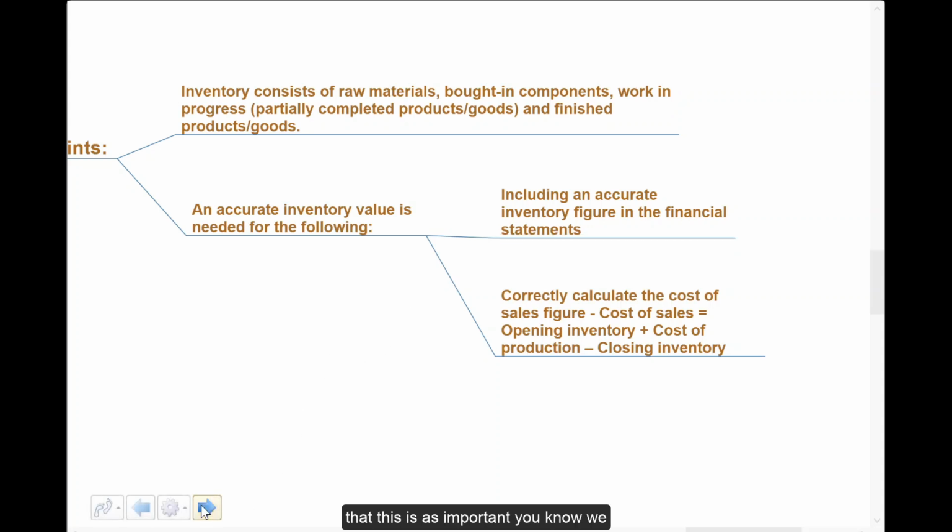Outside of that, this is as important. We know that closing inventory and opening inventory feed into our cost of sales figure, and cost of sales is a key figure within the profit and loss account. Getting either opening inventory or closing inventory wrong causes our gross profit to be wrong, which means our net profit is wrong. So there are several important reasons to get things right.